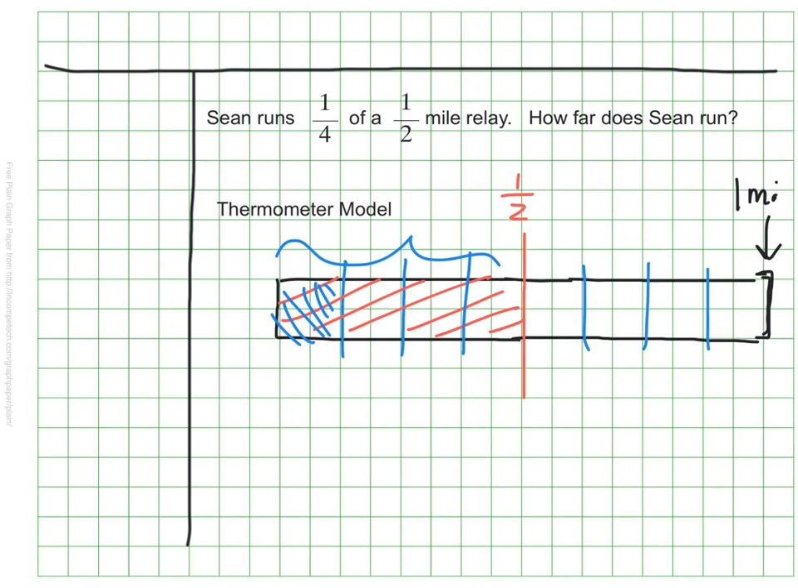I see now that when they're all equal, there are 8 equally sized pieces in this model, of which Sean is just running 1 of them. He's running this section where they overlap here. So Sean is running 1/8 of a mile, which means my number sentence was that 1/4, the part that Sean ran, of the 1/2 mile was 1/8. And that's the thermometer model.